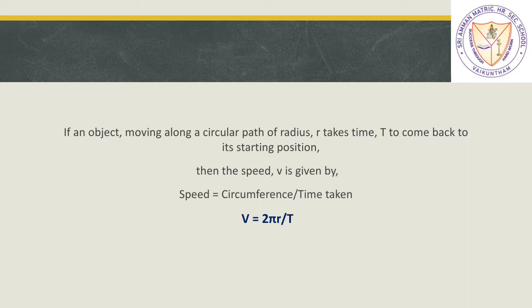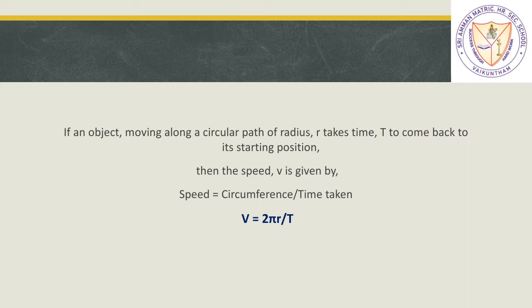Then the speed v is given by speed. They are calling it speed because speed here represents the magnitude of the velocity. We are not talking about the direction of the velocity, we are just calculating the magnitude, how much it is. Therefore, instead of saying magnitude of velocity, we are writing speed, represented with the small letter v.